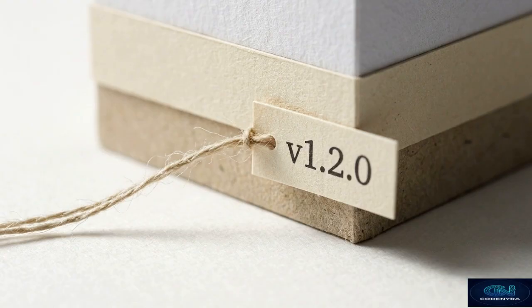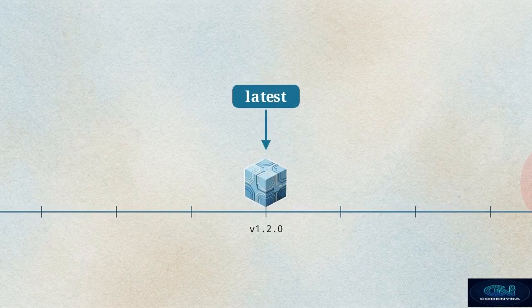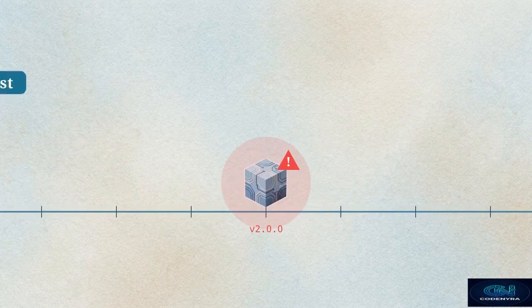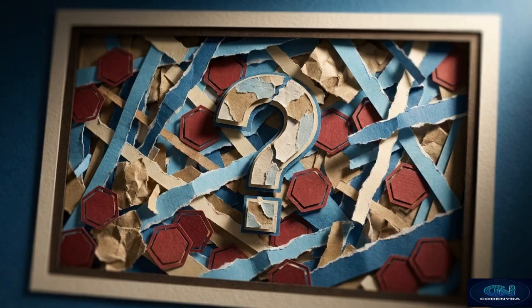You should also give your image a specific version label, which developers call a tag. Think of it like a label on a jar. Avoid using a label called "latest," because what is latest today will change tomorrow, and that can lead to unexpected results when you run it later.